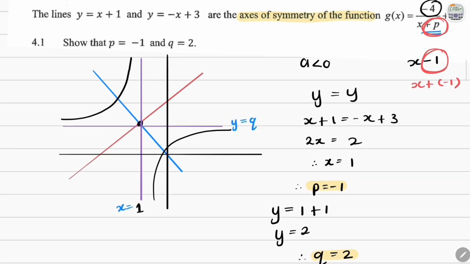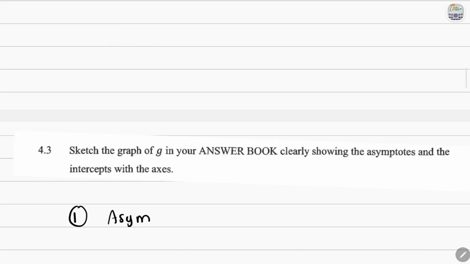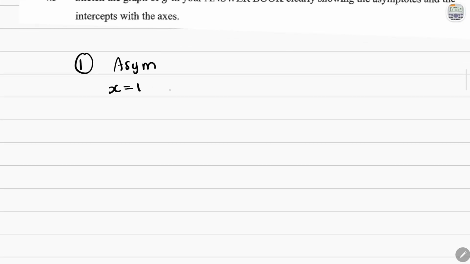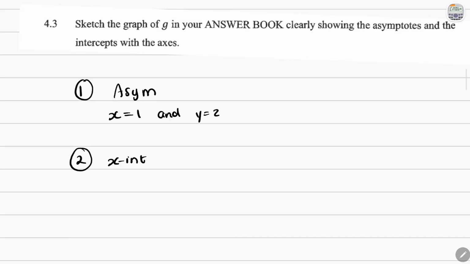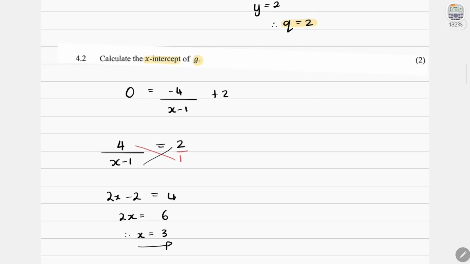So we know our asymptotes from this whole discussion. We know that x is equal to 1, and then y is equal to 2. So that's the vertical, that's the horizontal. X equals 1 and y equals 2. The second thing you need to put down are your intercepts with the axes. So you need to put down your x-intercept, which we have. It's 3. So as a coordinate, this is 3 and 0. And then your y-intercept. Now I just noticed this is actually something we don't have. So we need to find this.